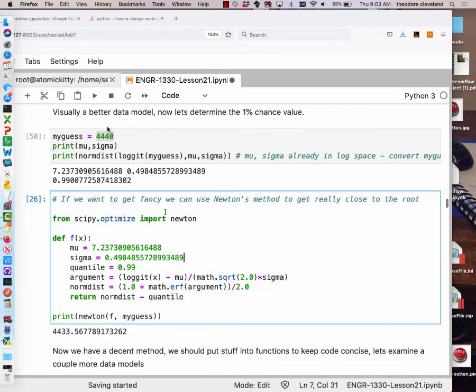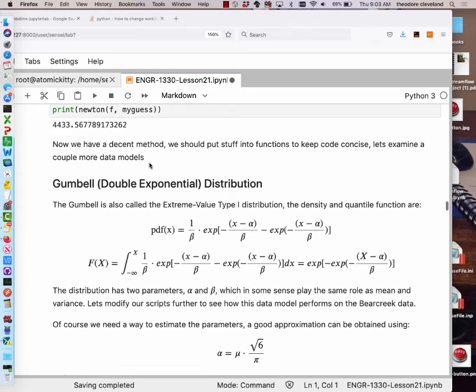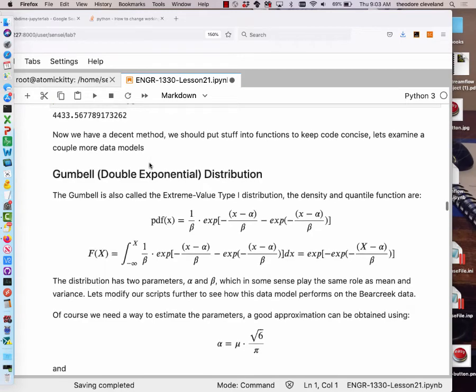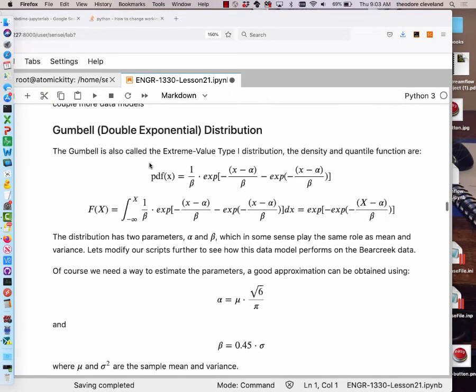If we want to get fancy, we can optimize. And now that we have a decent method, one would want to put stuff into functions to keep the code concise, and that's what the mighty internet does, and you get packages. There are some other useful models available.